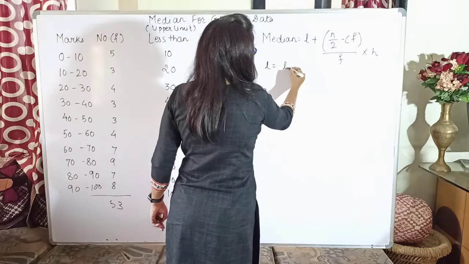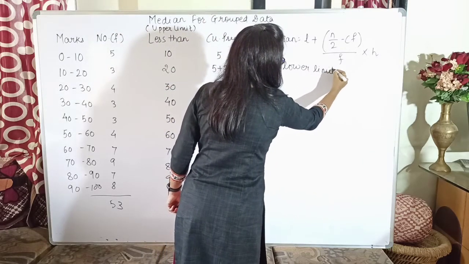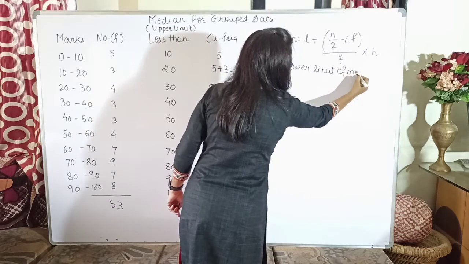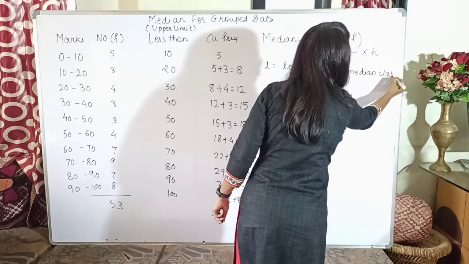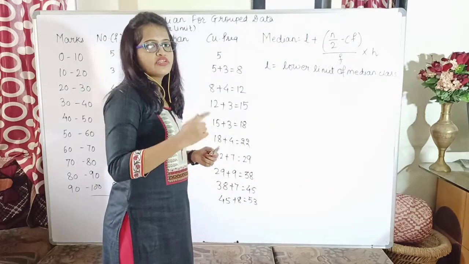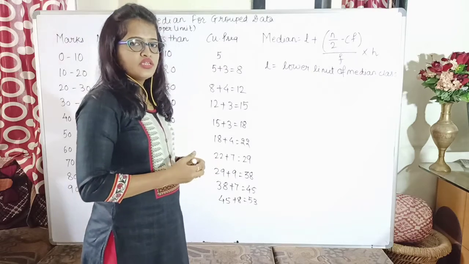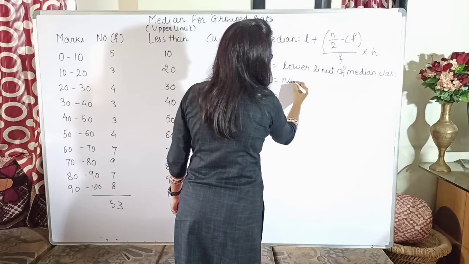L will be the lower limit of the median class. Yes, just now we have seen how to locate the median class. You have to find n by 2, whatever the value is, and take the class greater than that and nearest to it. Second, n is the number of observations.